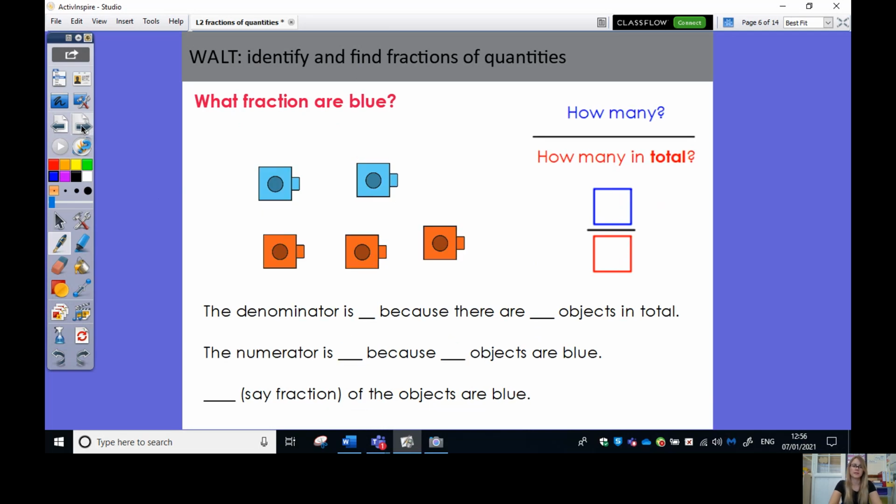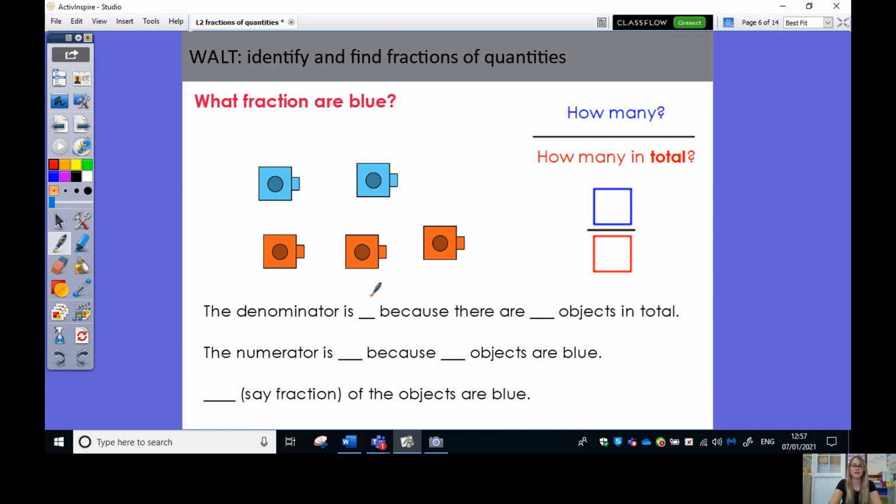Okay, so let's look at another example. So this time we've got some cubes. So this time I want to know what fraction of the quantity of cubes are blue. So the first sentence is the denominator is blank because there are blank objects in total. So what I'd like you to do is count the objects in total.